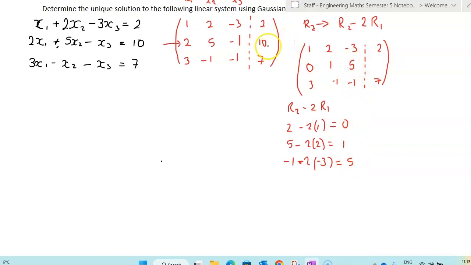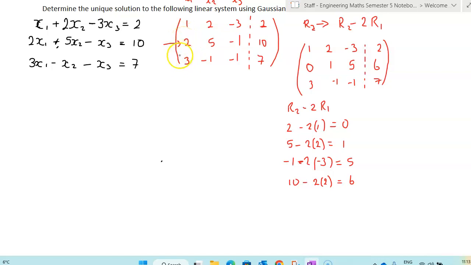And also we have to do the augmented part of the matrix, which is going to be 10 minus 2 times, so 10 minus 2 twos, that's a 2 there. 10 minus 2 twos, which is 10 minus 4, which is 6. So this is our new matrix right now: 1, 2, minus 3, 2, 0, 1, 5, 6, and 3, minus 1, minus 1, 7. Right. So we have made this position 0 first.